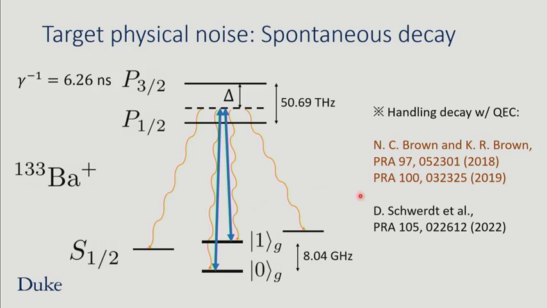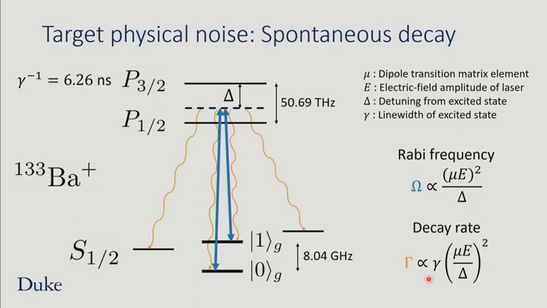So yeah, there are previous works on how to handle this decay using QEC, this Brown and Brown work. Natalie led this work when she was in our lab. And you can check these papers as well. And what's the decay rate here, which is, of course, directly proportional to the gate error rate. The decay rate is proportional to (mu E over delta) squared. So the delta inverse versus delta square inverse will become quite important later. And you can just multiply by the gate time to get the error rates.